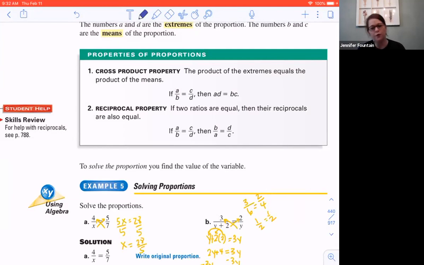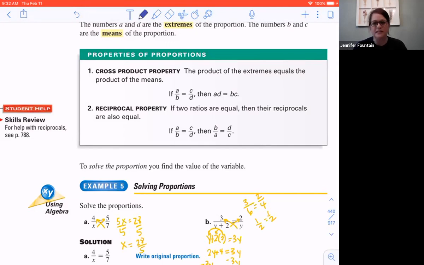Go ahead and look at page 459. 459 starts with our properties of proportionality. The first was the cross product property. That was where I can cross multiply to solve. Then there is the reciprocal property, that the reciprocals of my sides are also proportional. So we have the cross product property and then the reciprocal property.